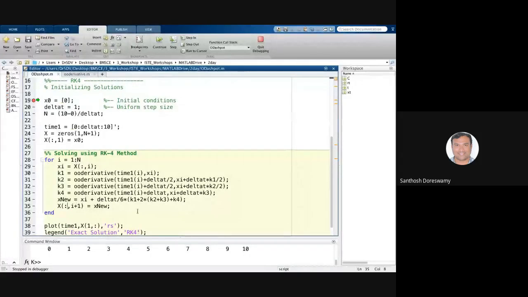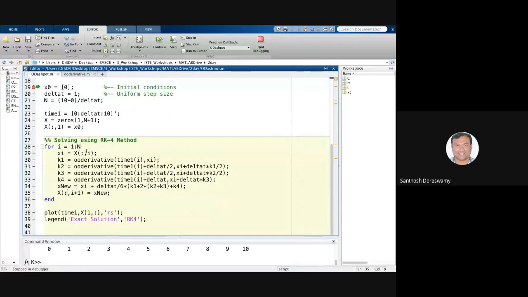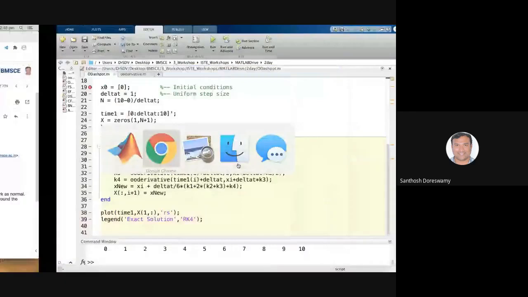If I run this computation, I will have a vector x whose columns represent the values of x computed using the RK4 method for the corresponding time steps that we created as a vector called time 1. Then I will plot this solution. If I run this code and continue, I will have the following plot.